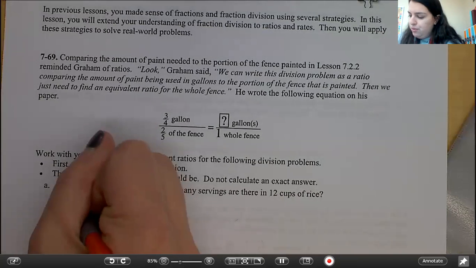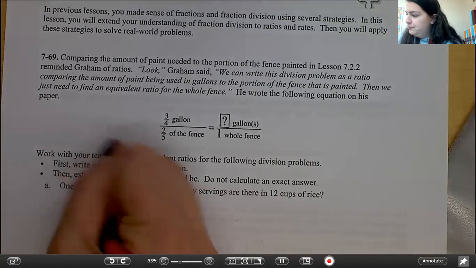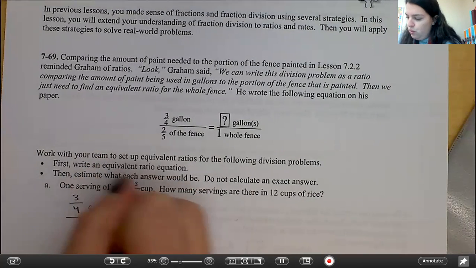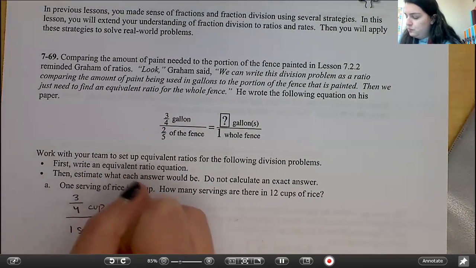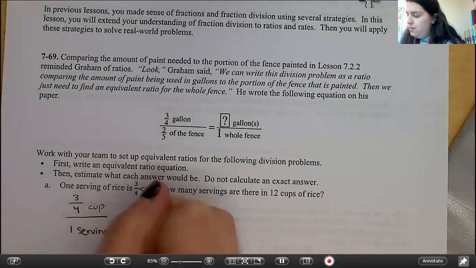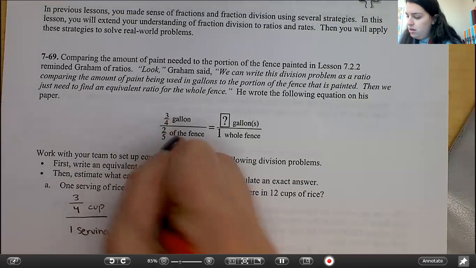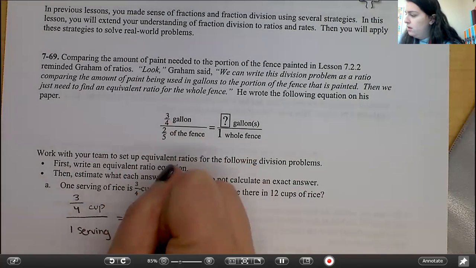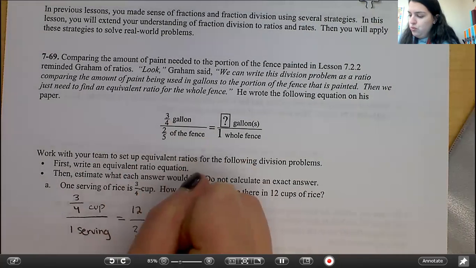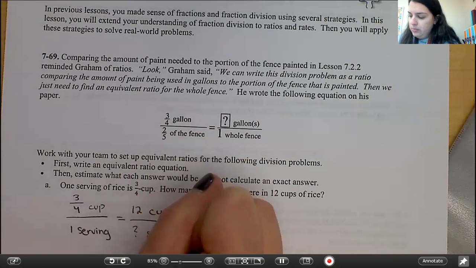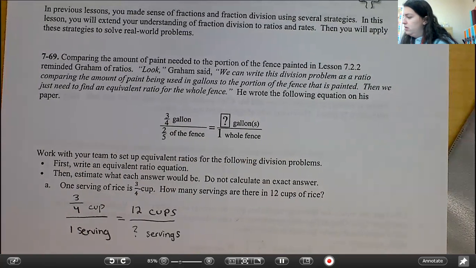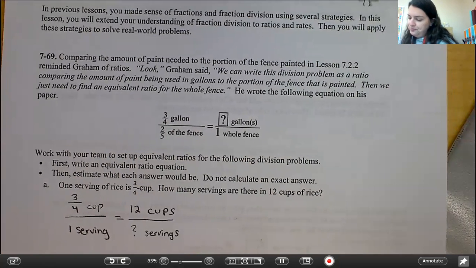So we know that 3/4 cup is 1 serving. We want to know how many servings 12 cups would be. Okay? Let's try the next one.